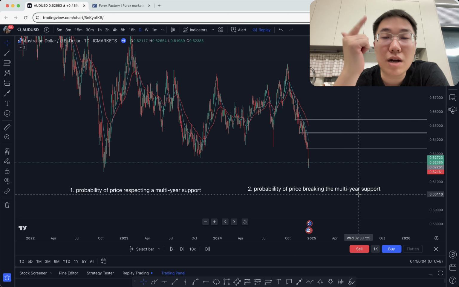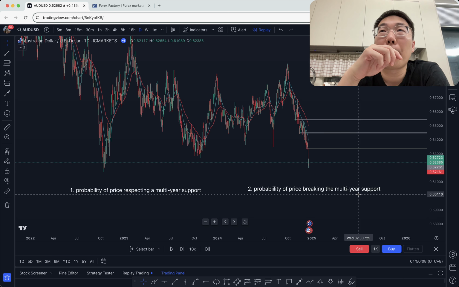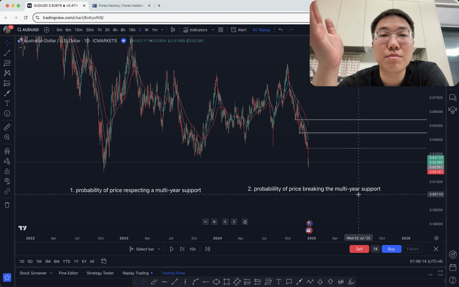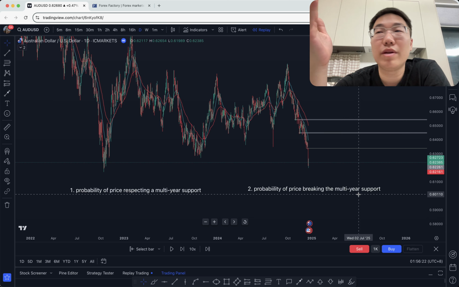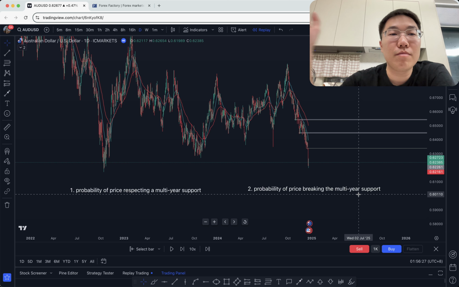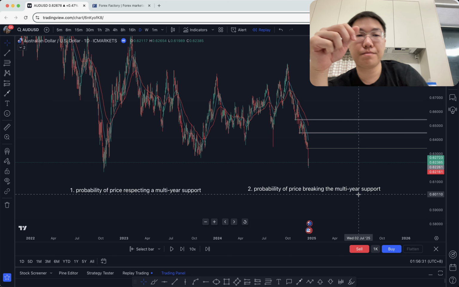Maybe the currency itself is just bloody weak. That's the second reason. But otherwise, most of the time you're just going to see fake out around multi-year support or multi-year resistance, because FX is unlike crypto. It's unlike Bitcoin. We can just break out of it and it can go really parabolic for the next few months. But currency itself, it has to be balanced.